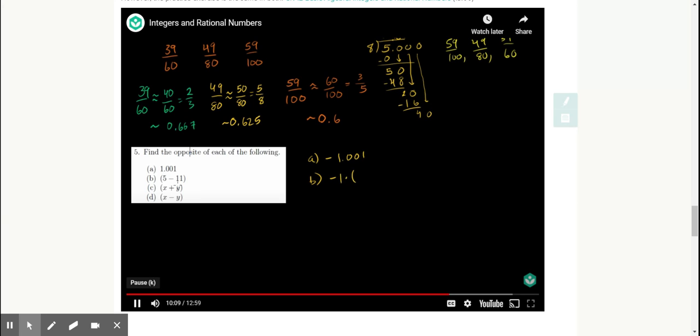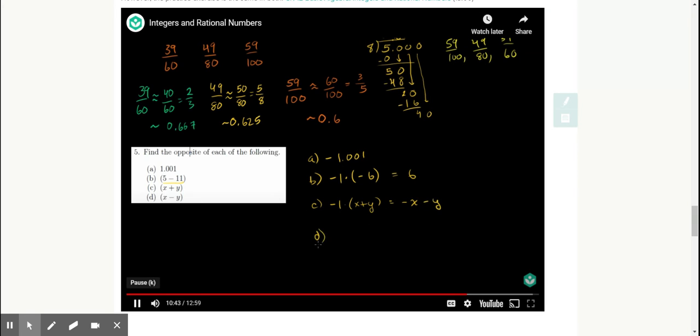For part B, the negative of 5 minus 11, well, we could write it, it's going to be -1 times, well, what's 5 minus 11? 5 minus 11 is -6. This number right here is -6. So the opposite of -6, -1 times -6, is going to be equal to 6. Part C, x plus y. The opposite is going to be -1 times x plus y. Or we could have just written negative times x plus y. You distribute the -1. This is equal to -x. And then -1 times plus y is minus y.